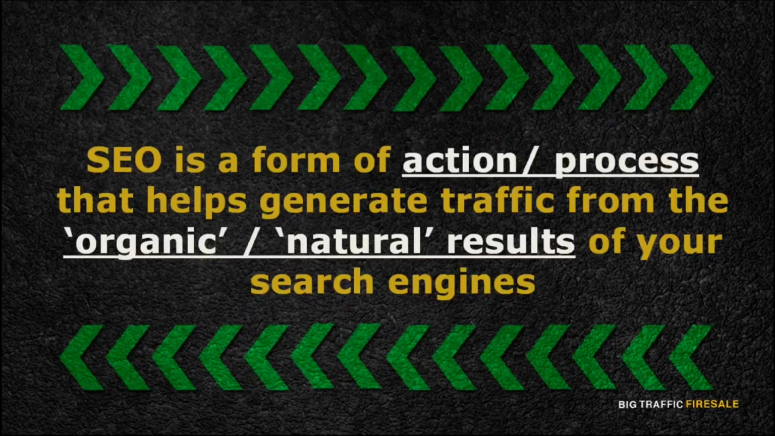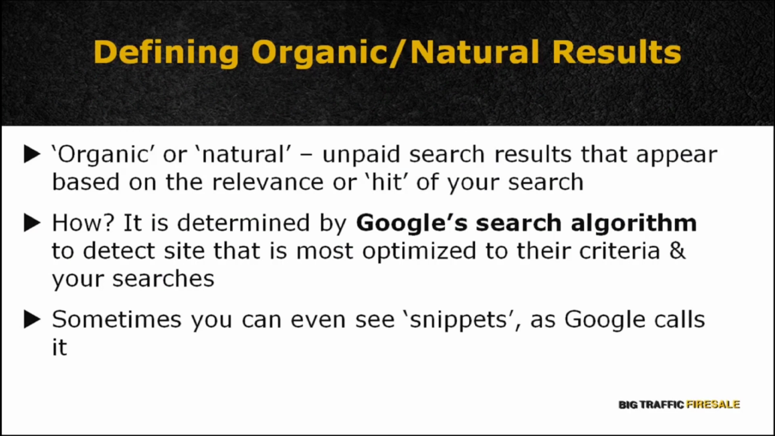SEO is a form of action or process to generate traffic from the organic or natural results of your search engines. Organic or natural results are unpaid search results based on the relevance or hit of your search. These results are determined by Google's search algorithm to detect the site most optimized to their criteria and your search. Sometimes you can even see snippets, as Google calls it, from an optimized site.